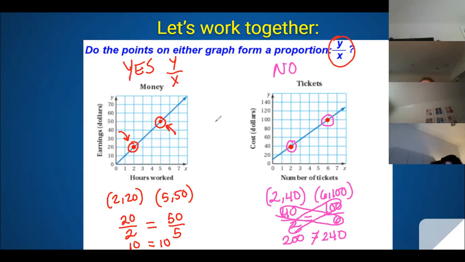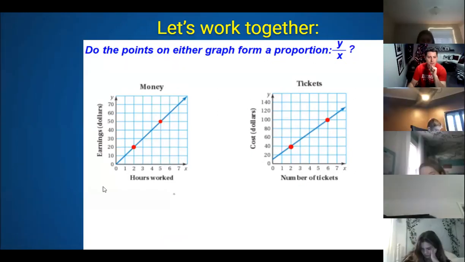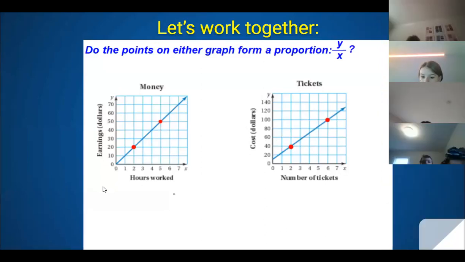All right, so that's the ones where we worked together here. Let's take a look at something new. All right, so let's continue to explore our examples of proportional relationships. Let's take a look at the next one.